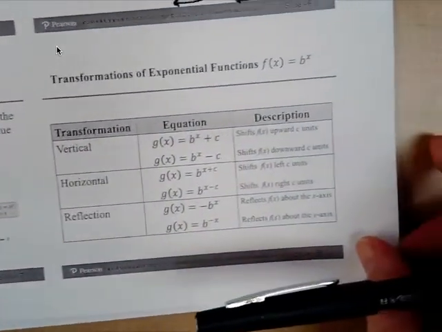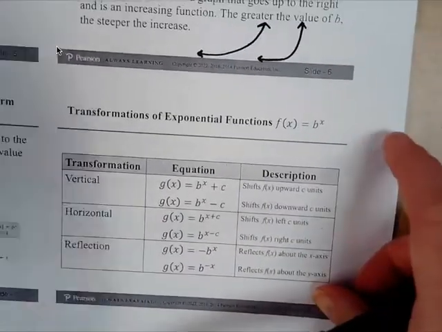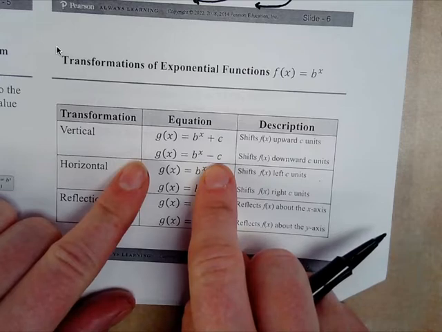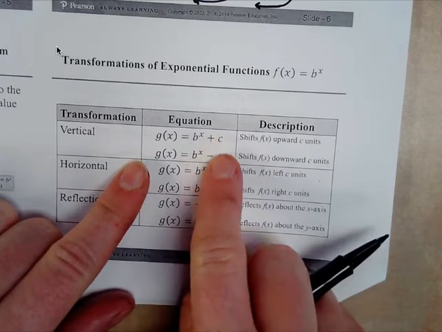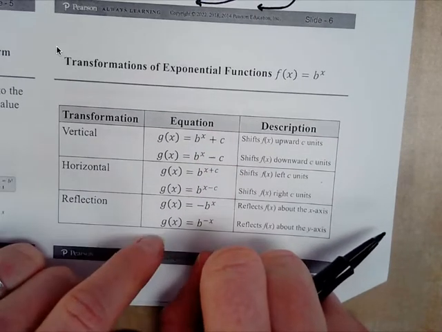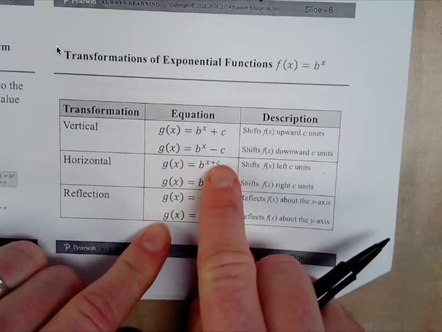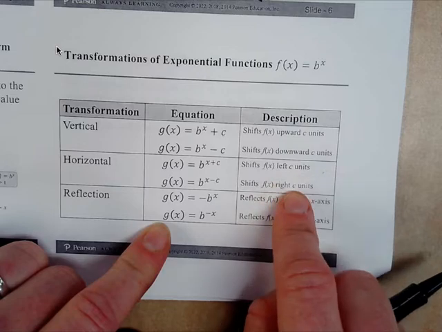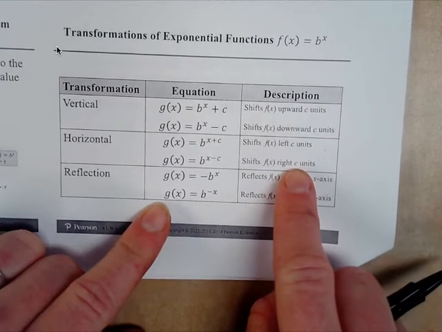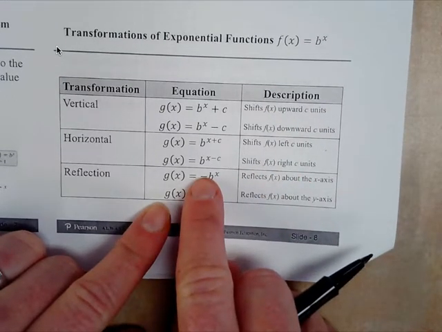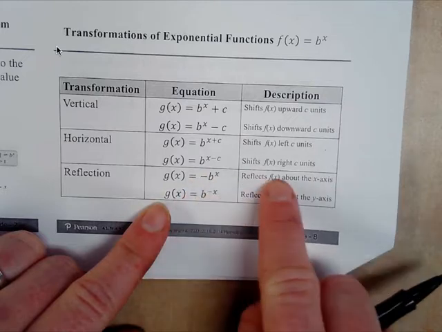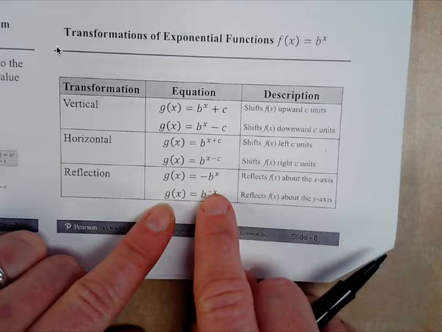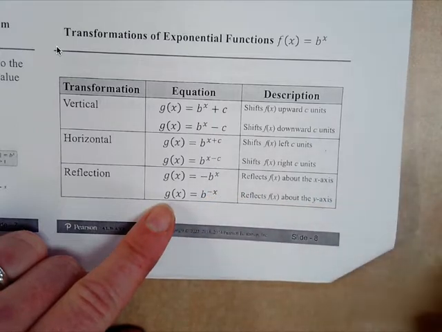So the different types of transformations are, if you do plus or minus a number, that's going to shift or translate it up or down. If the plus or minus is in the exponent, it's going to go left or right. If you have a negative out front of the b, it's going to reflect across the x-axis. If the x is a negative, it's going to reflect about the y-axis.